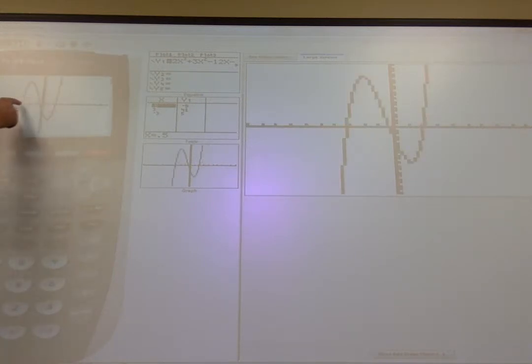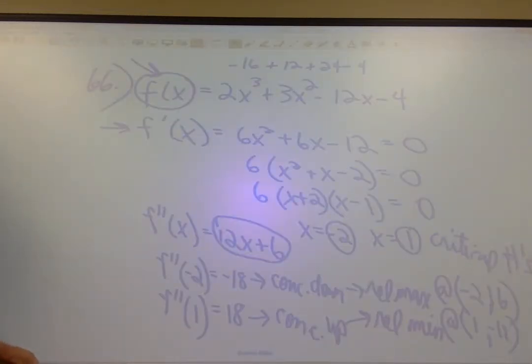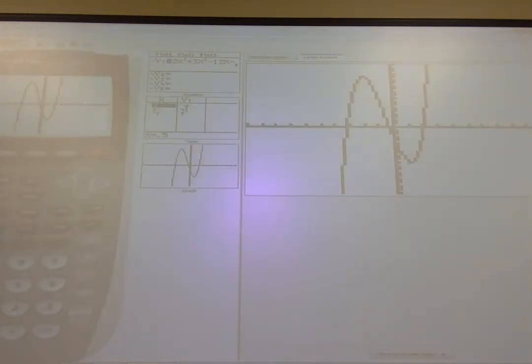Does that look like 16 at negative 2 and negative 11 at 1? I think it does. Negative 2 and up 16, positive 1 and down 11. Backs it right up, doesn't it?